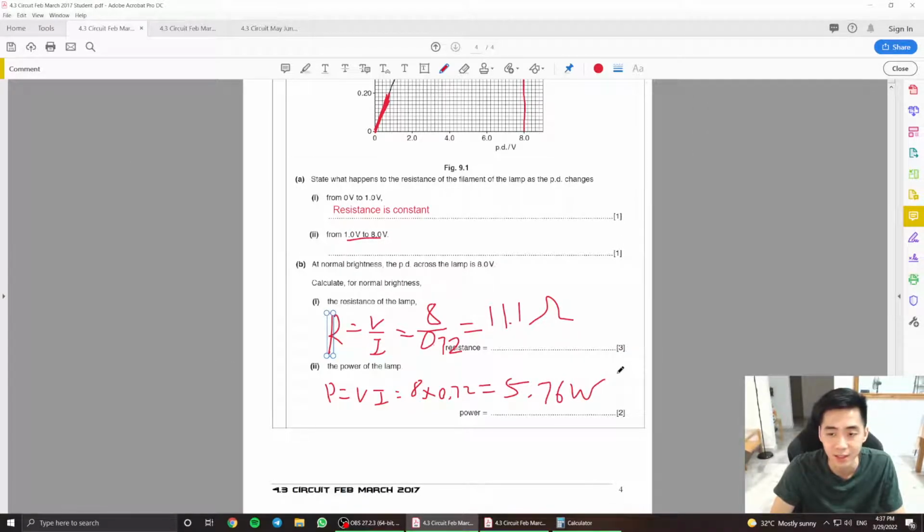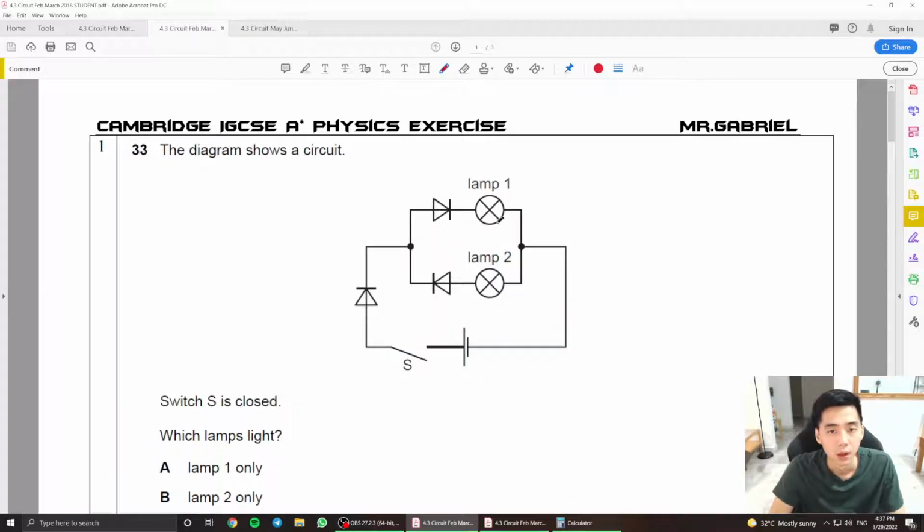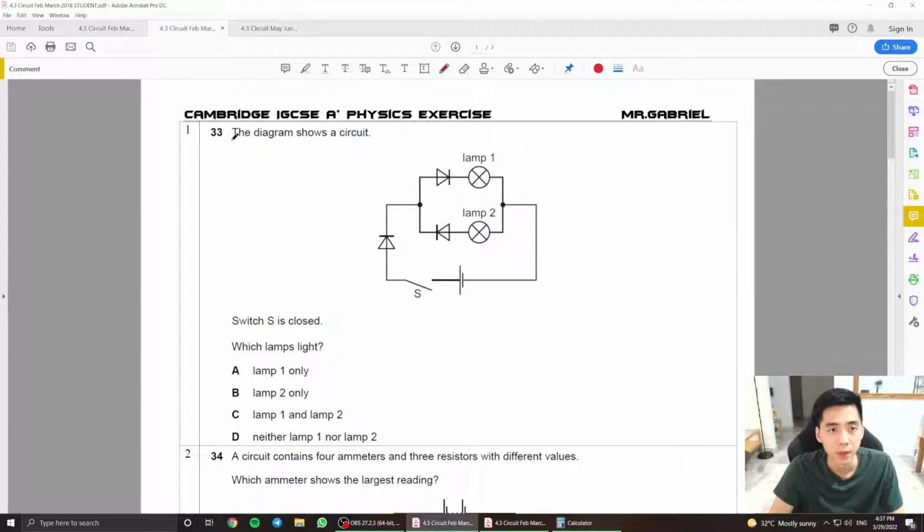5.76 watts here. And this concludes the first exercise. Looking at the second exercise here, the diagram shows a circuit. You can see that the current is coming here, and then here, and here. Then the diode will only allow this current to flow here. It will be blocked here because at this junction, the resistance will be too high. No current is able to flow.